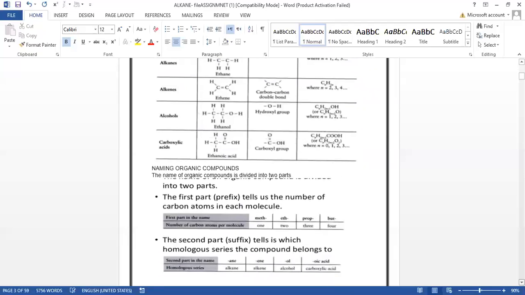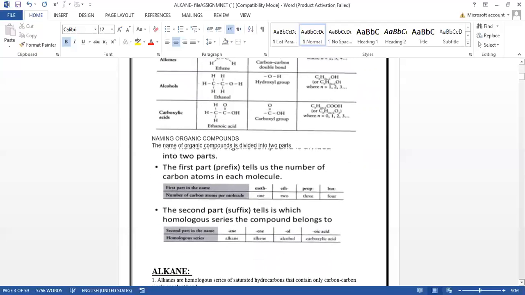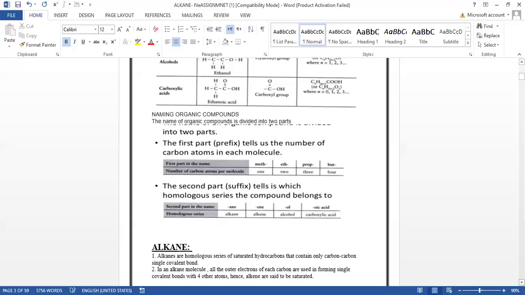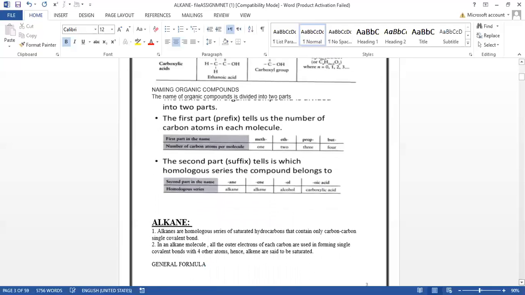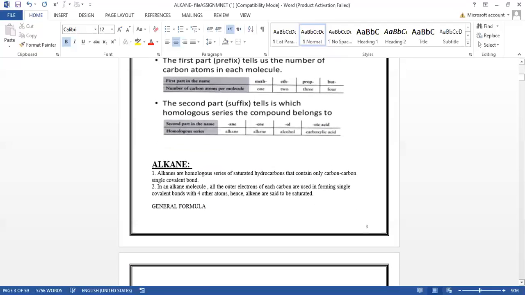Now, what do we do when we are going to name a compound? We should divide the name into two parts. The first consists of the prefix and the second consists of the suffix. In the first part, we can see the examples meth, eth, prop, and but. In the second part, the suffix, we can see examples such as ane in the alkanes, ene in the alkenes, ol in alcohols, and oic acid in carboxylic acids. This is how we give the name of any organic compound.